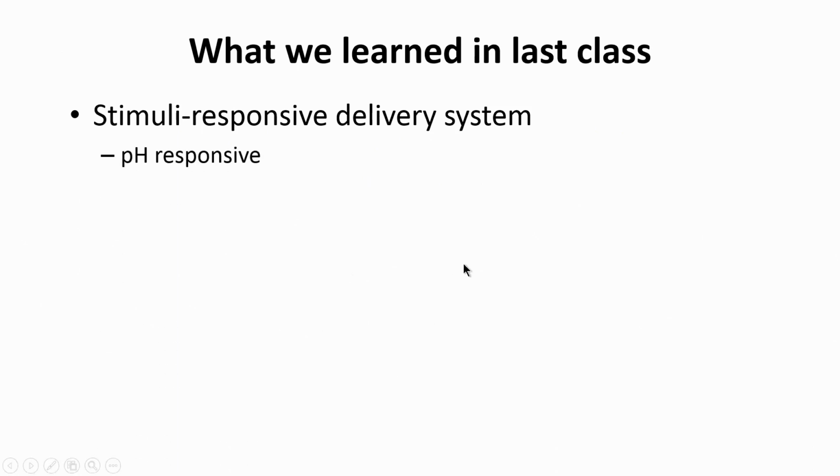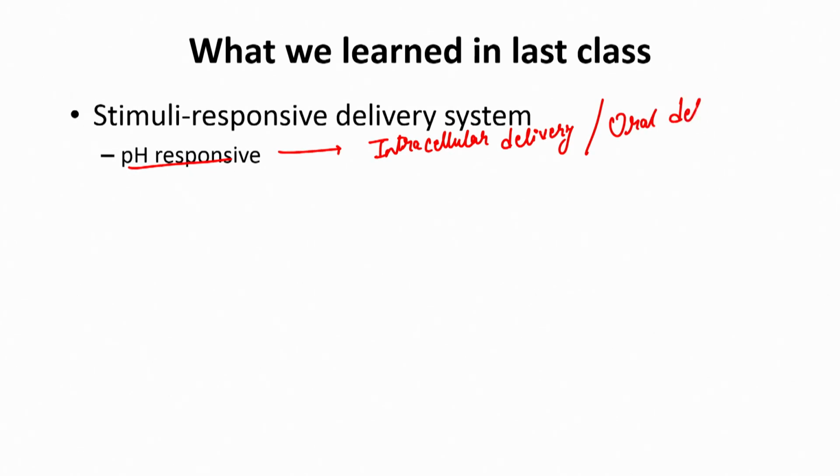So, in the last class we started with pH responsive systems. These are systems that will respond to change in pH, mostly used for intracellular delivery as well as oral delivery. The major reason for that is where we see quite a lot of variation in the pH ranges. If we are taking something orally, we are going all the way from pH 7 down to pH 2 and then back up to pH 6 or something.